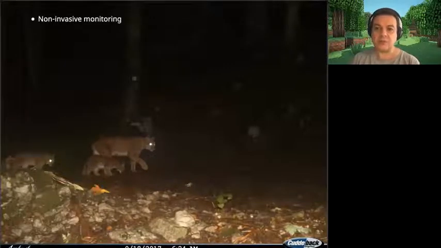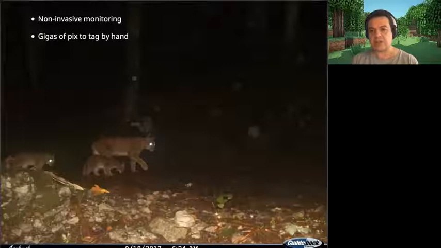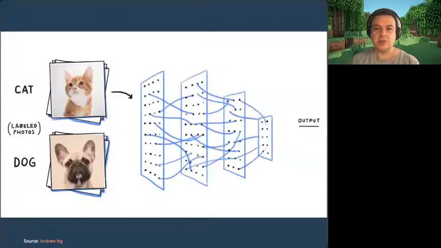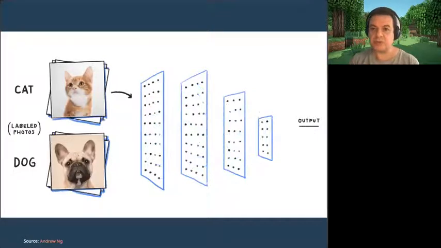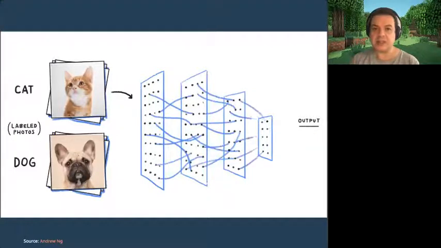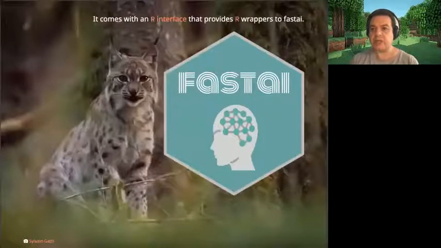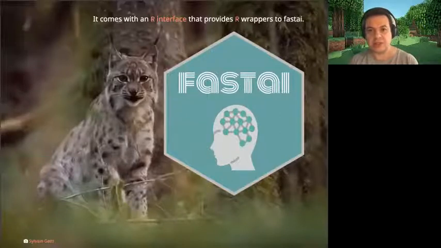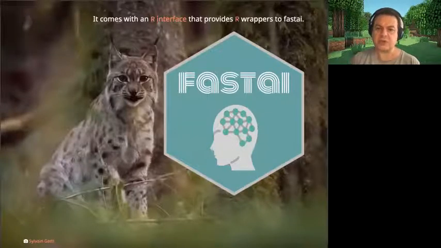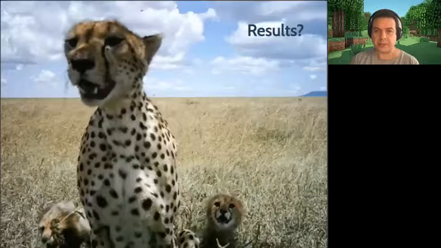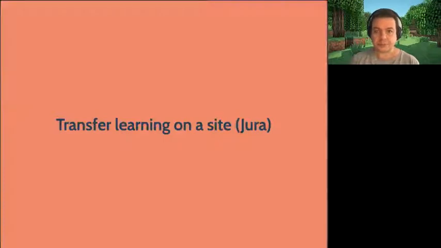This method is non-invasive. In other words, we do not need to physically capture the individuals, which is cool. The thing is that we get tons of pictures that we have to tag with a species label. And this is where deep learning is very useful. The idea is to feed an algorithm with pictures as inputs and get the species ID as outputs. For my analysis, I use the fastai library, which relies on Python and its library PyTorch. The advantage of this library is that it comes with an R package that provides a bunch of functions to use it. What are the results I got?